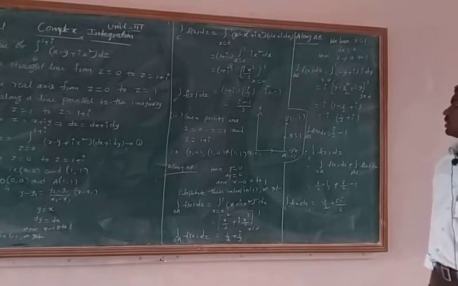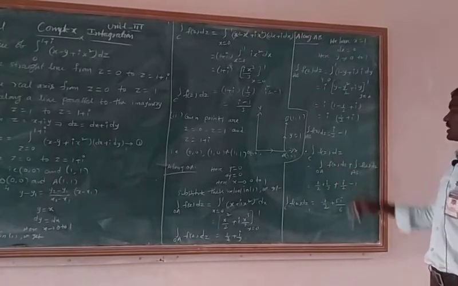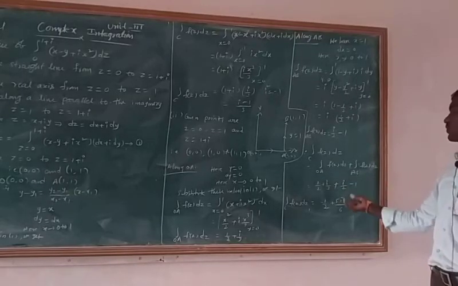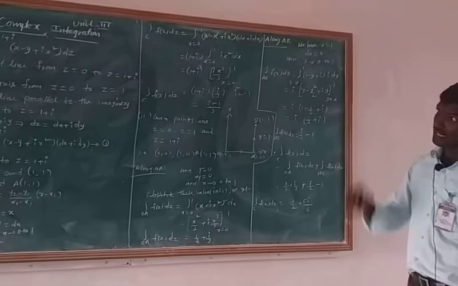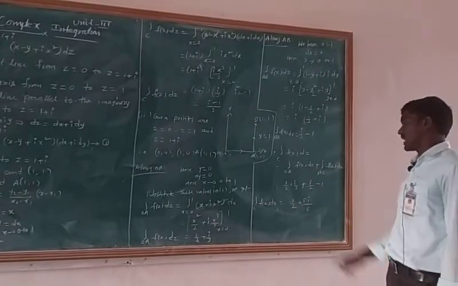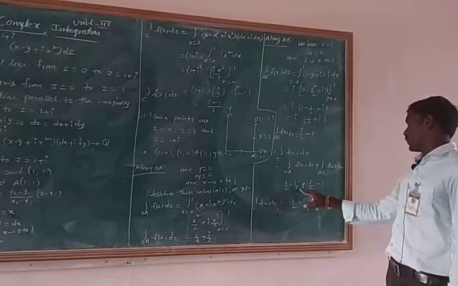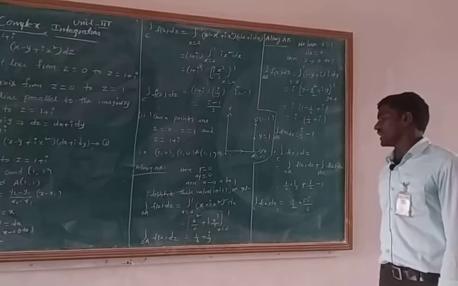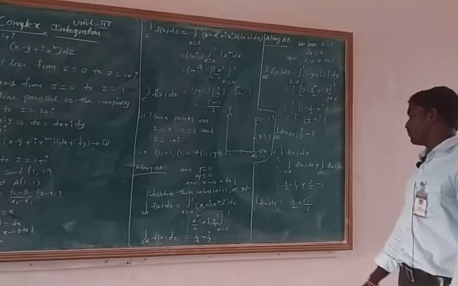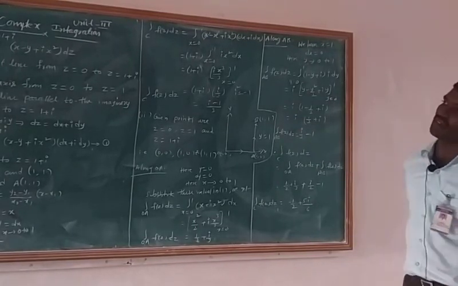Therefore, the integral over C of f(z) dz equals along OA, 1 by 2 plus i by 3, plus the along AB result, i by 2 minus 1. We can simplify this result. Therefore, the integral over C of f(z) dz equals minus 1 by 2 plus 5i by 6, which is the solution of the second condition of the second problem.